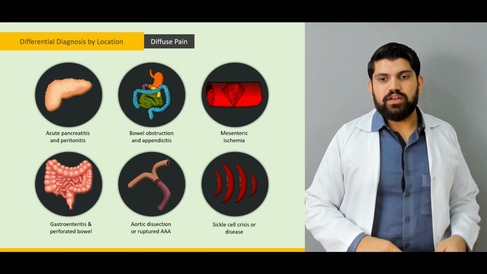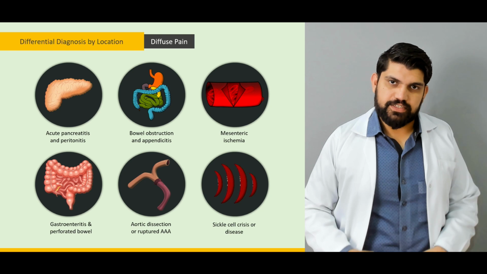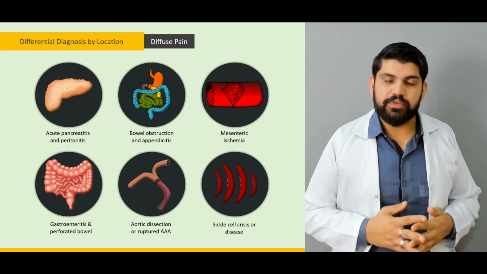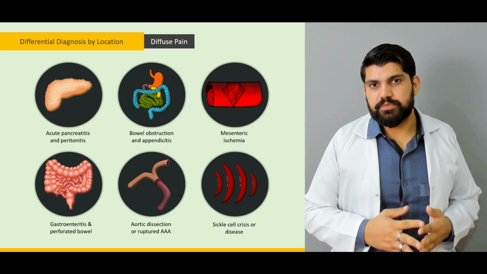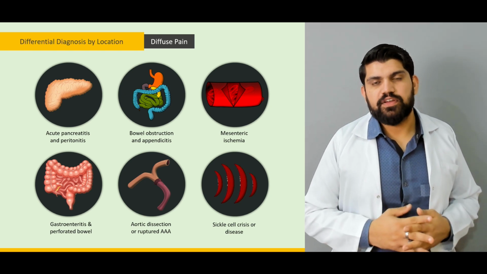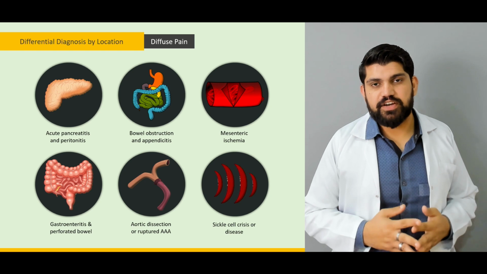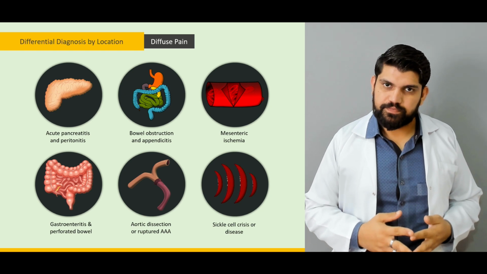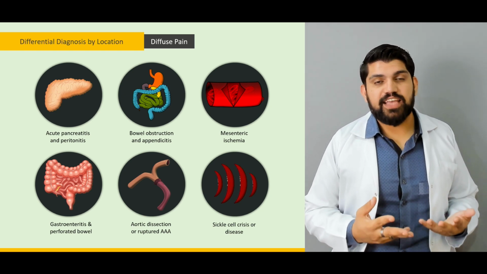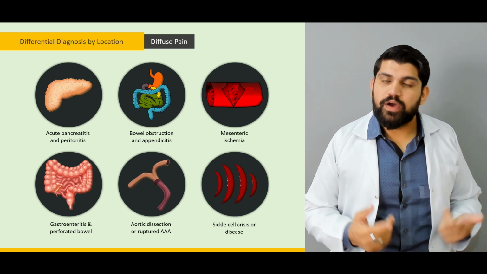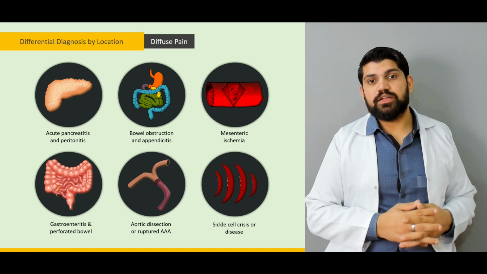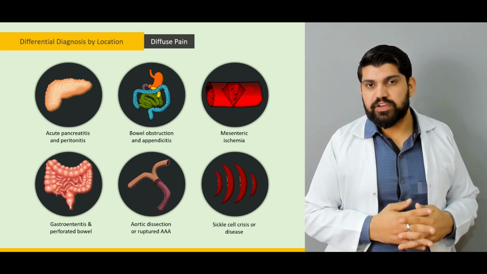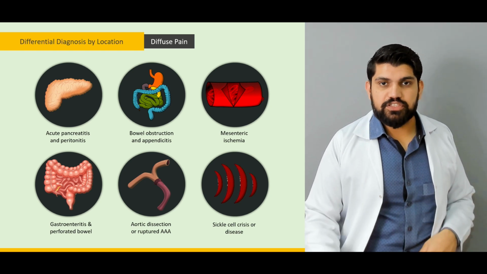Another example of diffuse pain is sickle cell crisis. Sickle cell disease is a genetic mutation in hemoglobin synthesis. It is a type of point mutation. It has different types of crisis, such as hypertensive crisis and aplastic crisis. Sickle cell crisis can present with diffuse abdominal pain. Although sickle cell disease is asymptomatic at times, when there is a crisis, it may present with various symptoms, and diffuse abdominal pain is one of them.